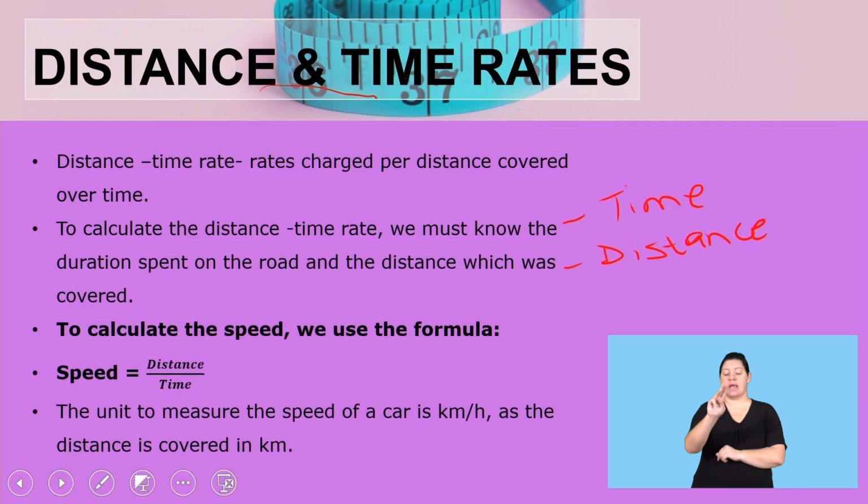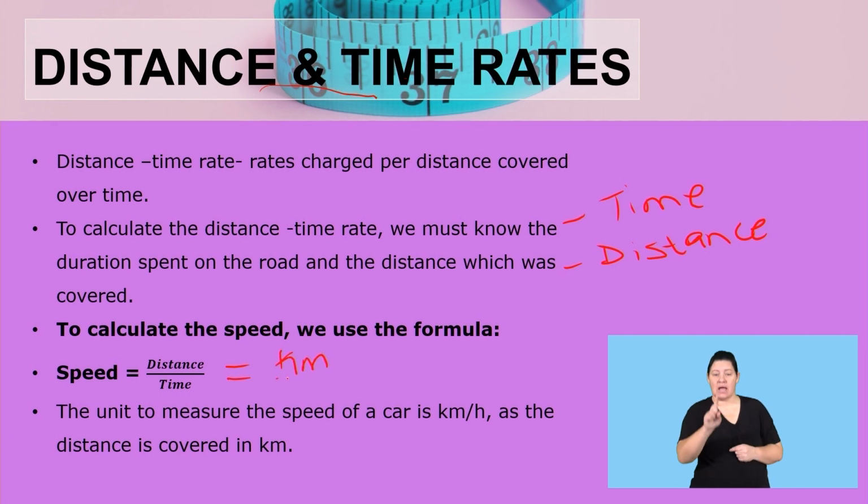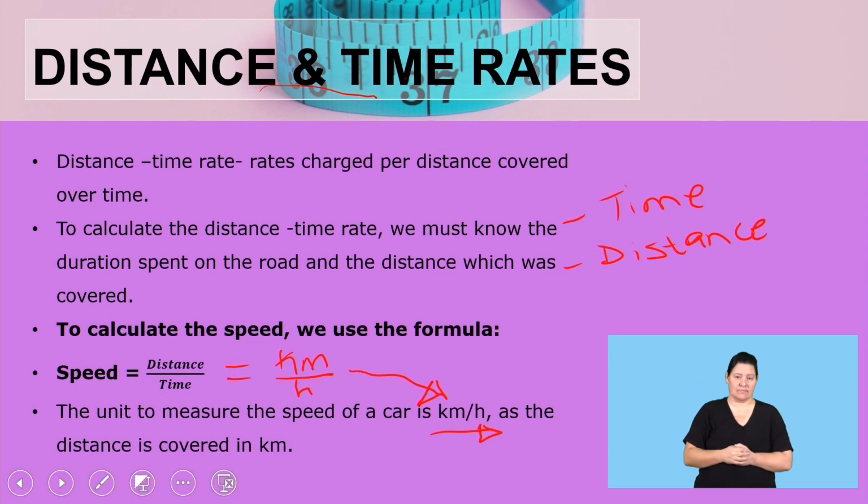The unit to measure the speed of a car is kilometers per hour, mainly because, I hope you remember the meaning of the word per, I said per can be used as divide. The unit for distance that we will use is kilometers, and the unit for the time that we will use is hour. Therefore, if we write it in terms of the rates, we can write it as kilometer per hour. So that is your unit for the speed, which is the distance and time rate.